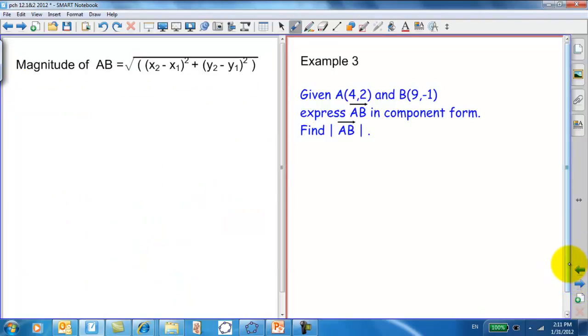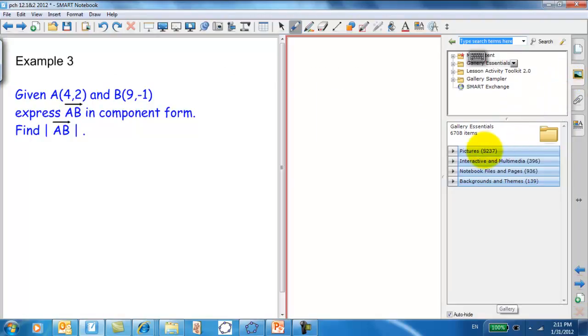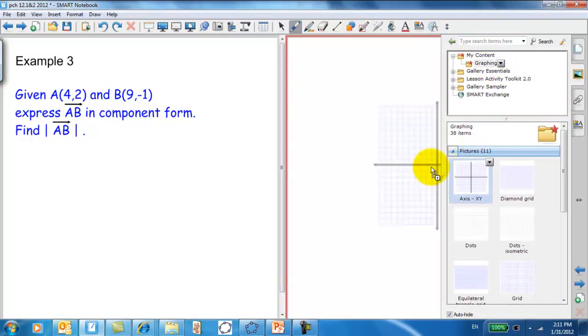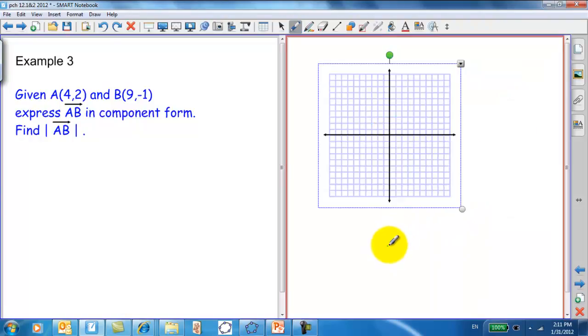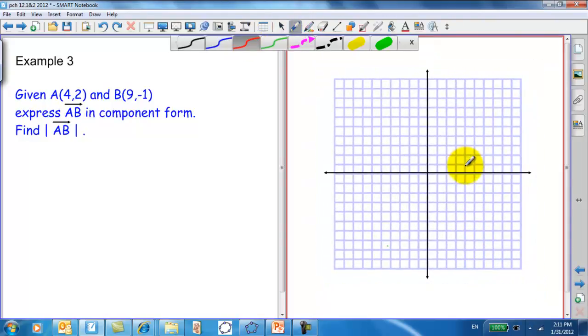So here's example 3. Given (4, 2) and (9, negative 1), express AB in component form and find the magnitude of AB. Well, let's throw in a little graph paper here. Sorry, I should have called this up earlier. It's under My Stuff, Graphing, Pictures, and it's an XY axis. Here we go. Grand. Let's make it just a little bigger here so we can get it all on there. Right, so here's A at (4, 2). There's point A, and point B is at 9, negative 1. There's point B.